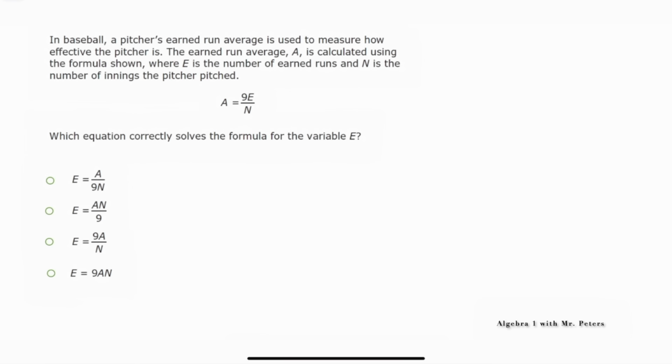In problem number 1, what they want us to do is rearrange the equation and isolate and solve for e. So anytime we have a fraction, we should always just get rid of the fraction by multiplying by the denominator. So we have 9 times e is equal to a times n. And now to get e by itself, we're going to divide by 9. So the equation when we solve for e is going to be e is equal to a times n divided by 9. And we look at our answer choices, this will be answer choice B.